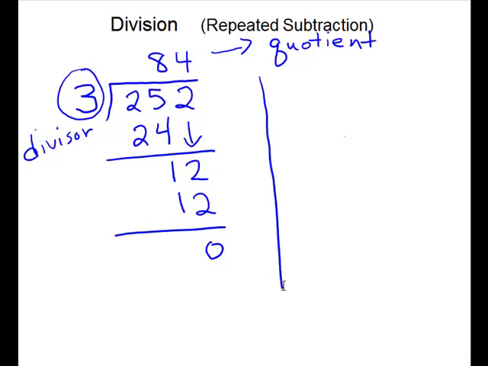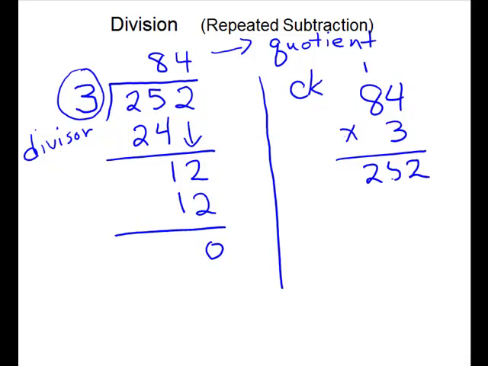To do a check on a long division, you multiply the answer or the quotient back times the divisor. You should get back the dividend, which is the piece you're dividing into. So for our check, we're going to do 84 times 3. 3 times 4 is 12, carry. 3 times 8 is 24, plus 1 is 25. We did get back to the dividend.